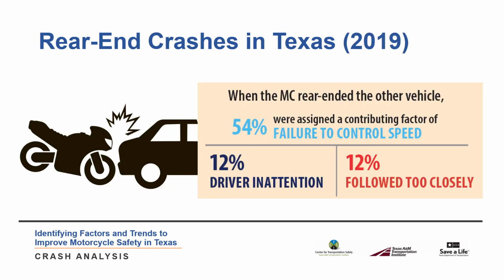For our crashes in which the motorcycle rear-ended the other vehicle, we examined contributing factors. What we found, the 3 contributing factors that were most often assigned were failure to control speed at 54%, which we've discussed is a significant factor for our crashes, followed by driver inattention at 12% and followed too closely at 12%.